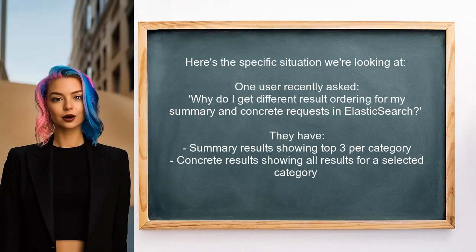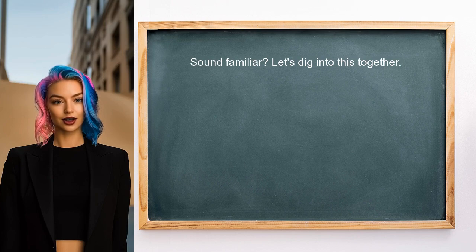Here's the specific situation we're looking at. One user recently asked, "Why do I get different result ordering for my summary and concrete requests in ElasticSearch?" They have a search page with two types of results: summary results showing the top 3 per category, and concrete results showing all results for a selected category. Sound familiar? Let's dig into this together.